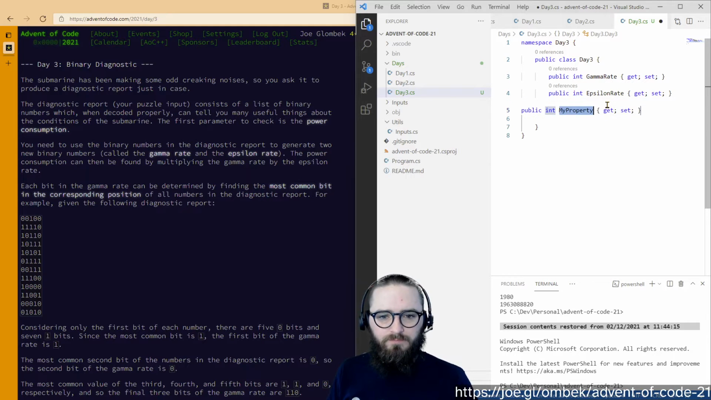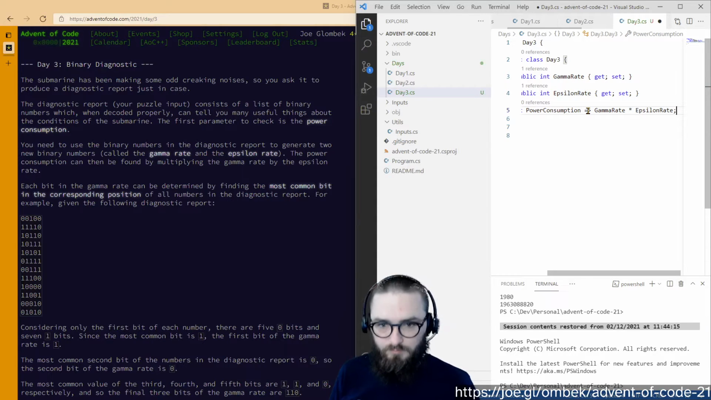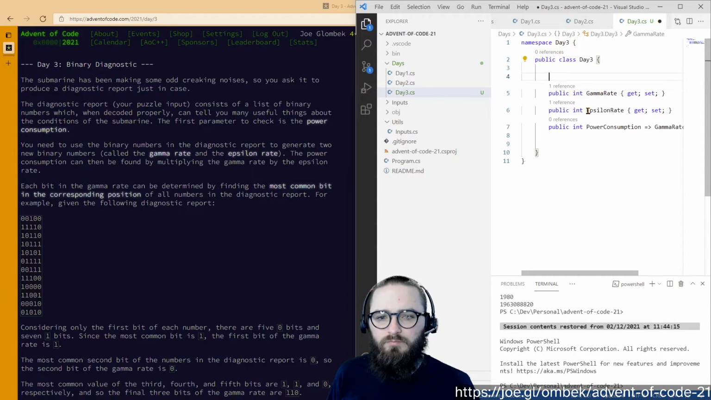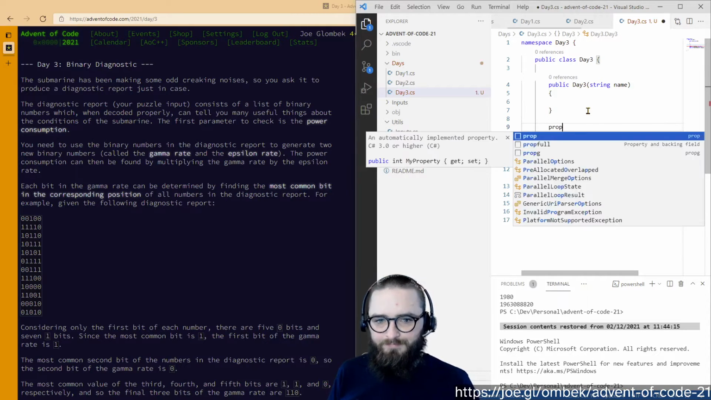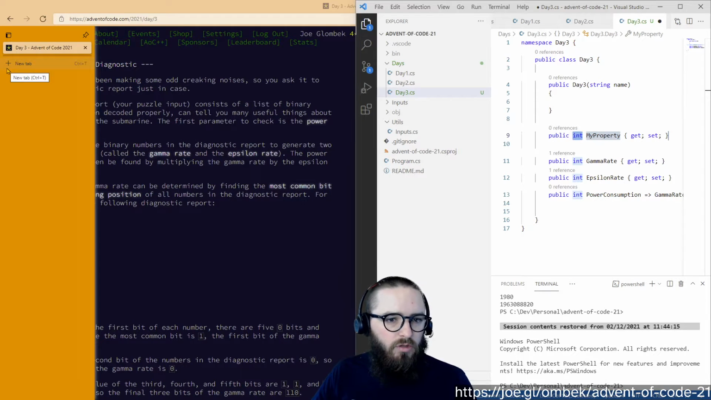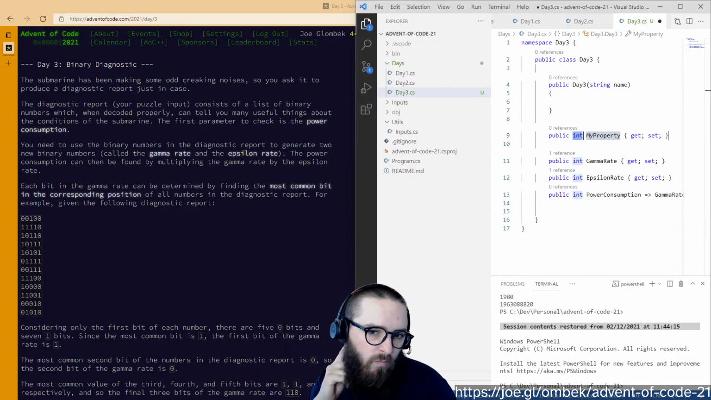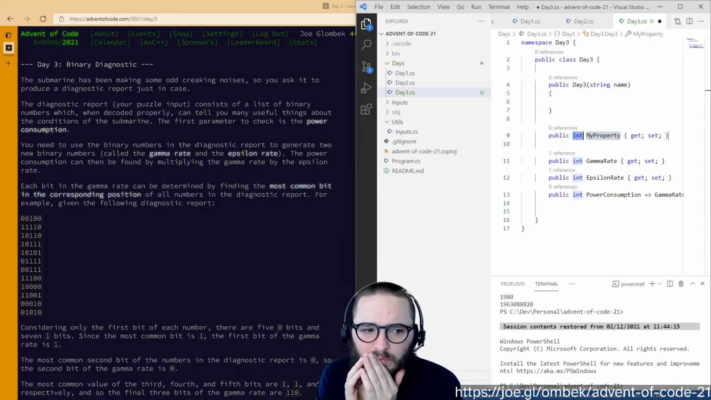And then we've got the... So I can't think of a nice way in C# to store a binary number and interact with it as a binary number, because none of the bitwise operators are going to be useful here, I don't think.